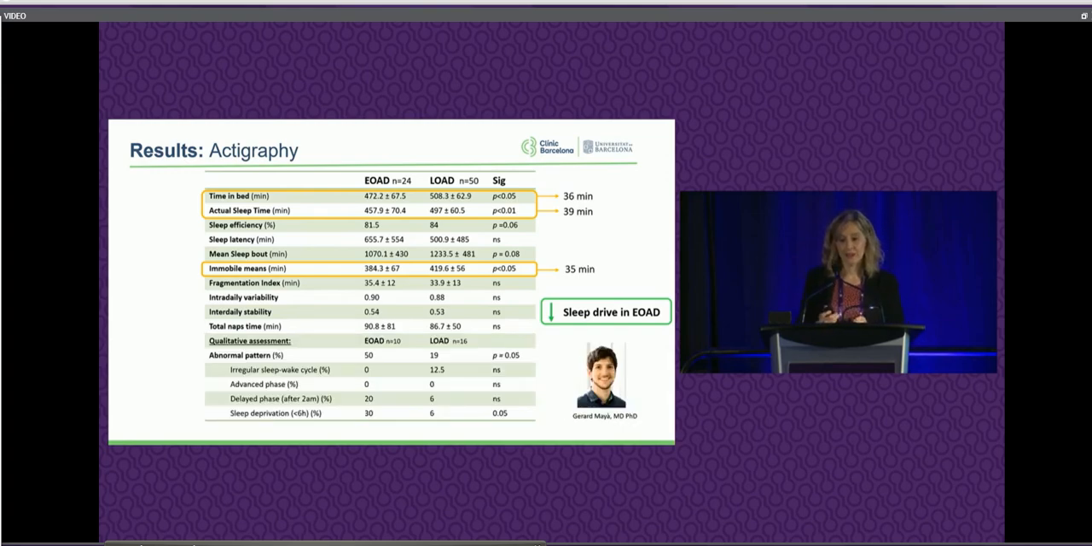And this is in line with the qualitative assessment as well. Gerard Maya, who is a sleep neurologist collaborating with our unit, is evaluating actigraphies visually and trying to detect abnormal patterns that might be missed by the quantification. And he found that the abnormal patterns were more frequently present in early onset AD, especially because of a delayed phase phenotype and also sleep deprivation.